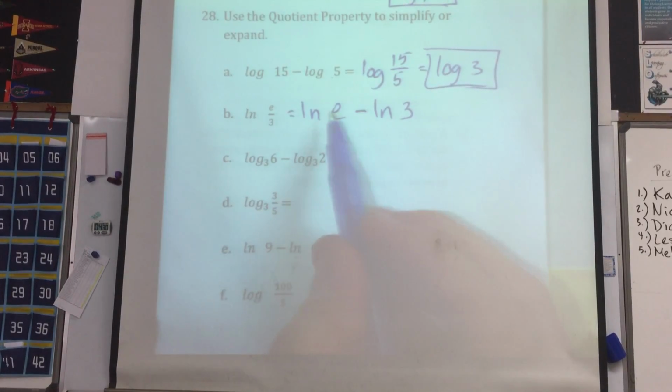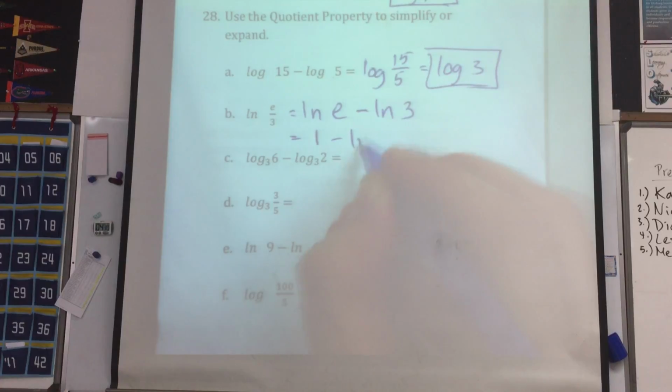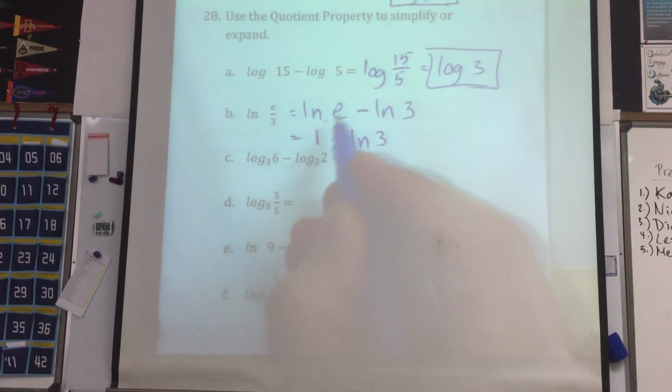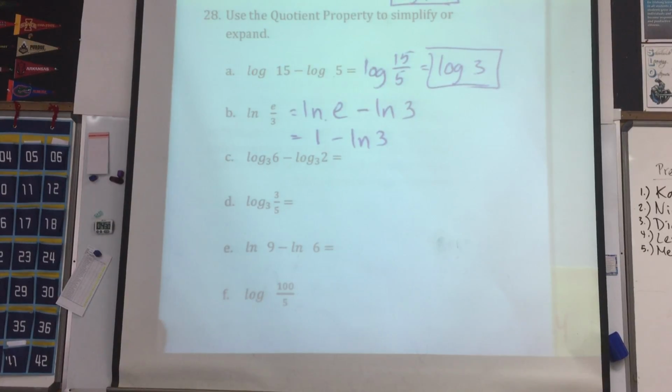I can keep going on this. Natural log of e is just 1, because when the base and the argument match, that's just 1. So it's 1 minus natural log of 3. And there's nothing else I can do to simplify it.